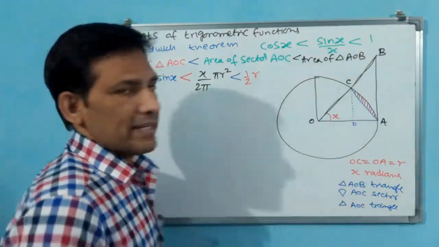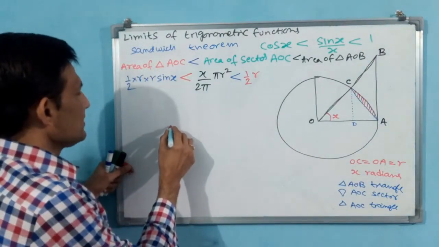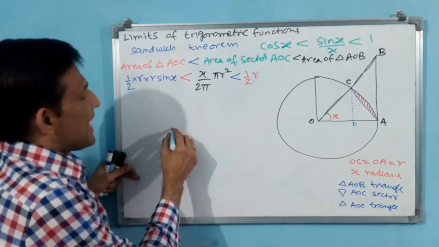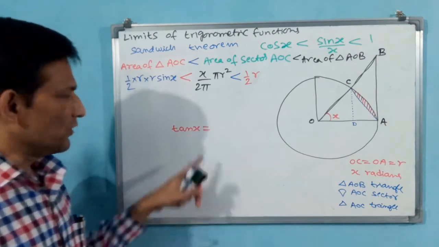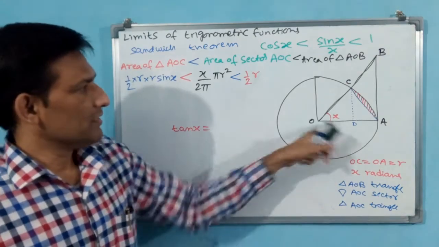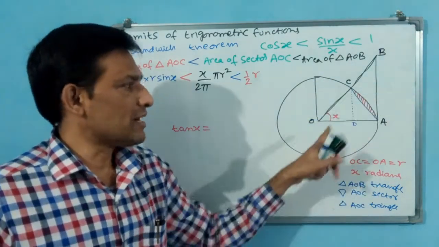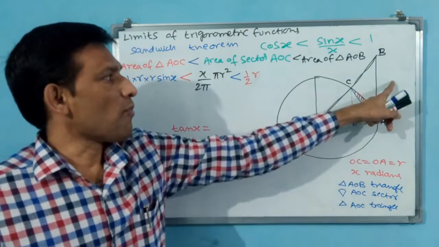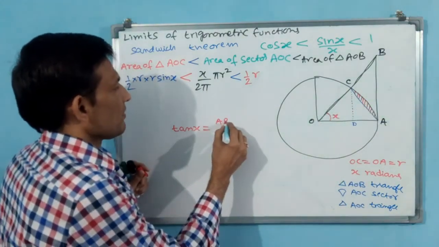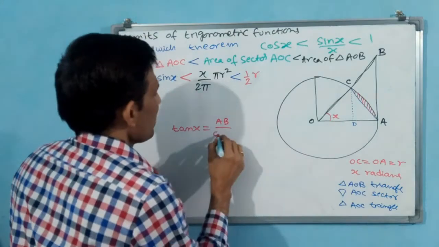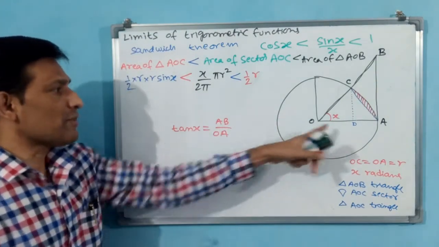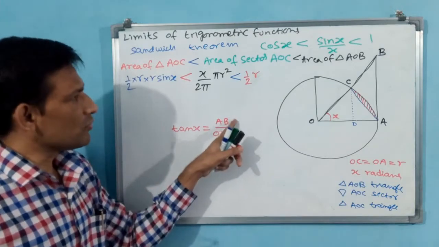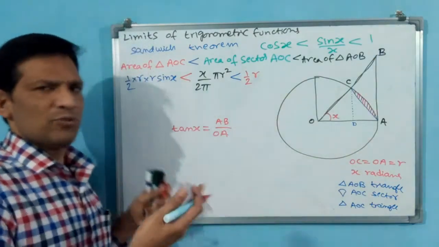Here AB is the height. AB also you can write like this. See, for AB now I am taking tan x. Tan theta is equal to opposite side by adjacent side. Opposite side AB, adjacent side OA. Is it okay? Tan theta, tan x. Here theta means x. Tan theta is equal to AB by OA. This you know very well.